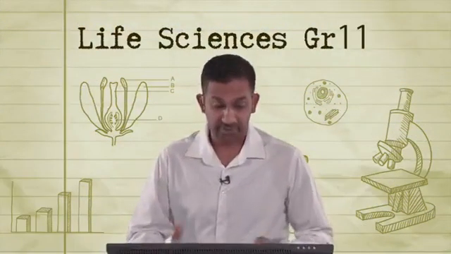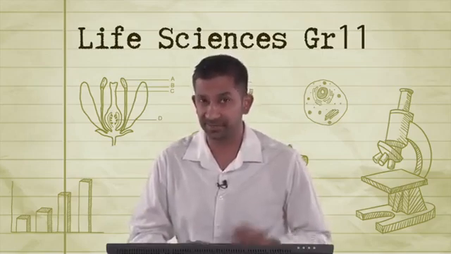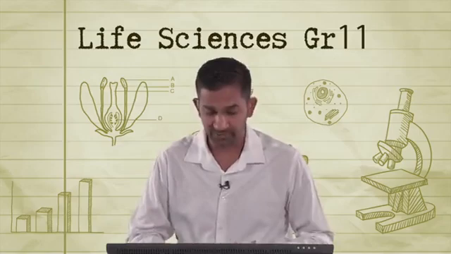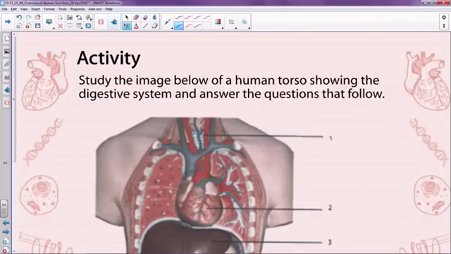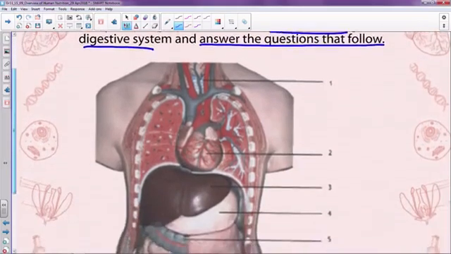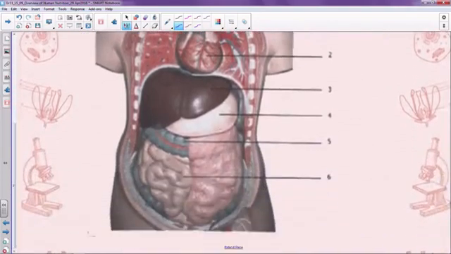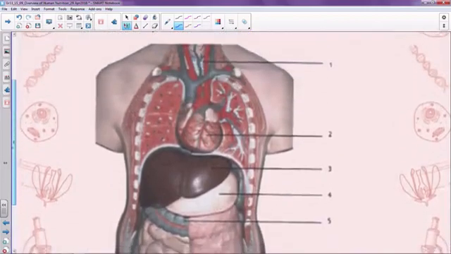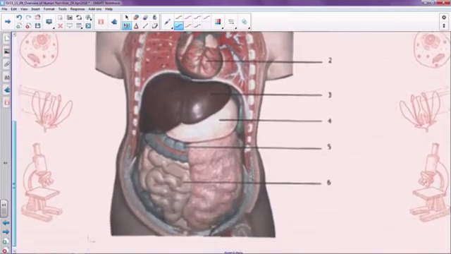Welcome back, grade 11s. We continue with working with some activities. Let's see how we can apply some of those basic terminologies and the overview in the context of some of these questions. I'm going to engage with you and give you an opportunity to work through some of these as well. Okay, study the image below of the human torso showing the digestive system and answer the questions that follow. Here we have the human digestive system labeled with different numbers, followed by a few questions. I'm going to refer to this diagram when I flip through the questions so that you can have access to it as you work through them.